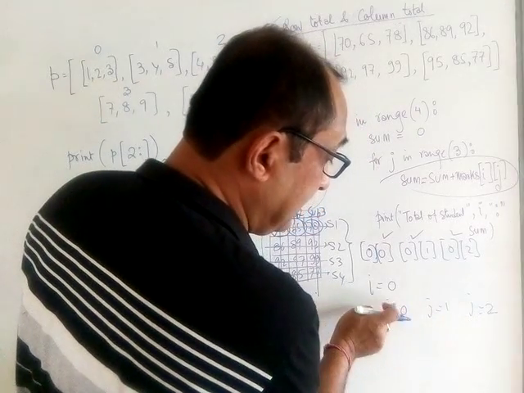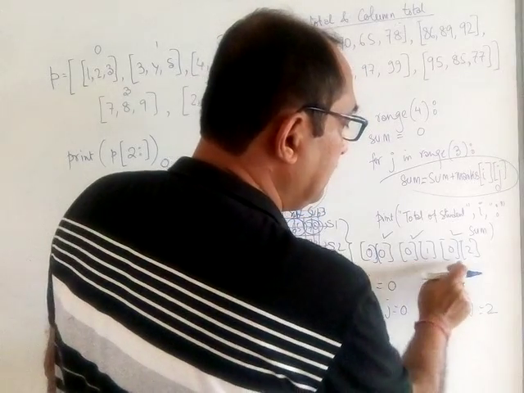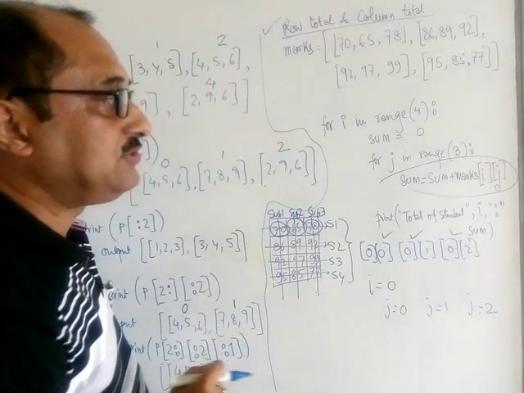Now combining this, we are getting ij. If you combine, you are getting 0, 0, 0, 1, 0, 2. So 0, 0, 0, 1 and 0, 2. These 3 cells you got.